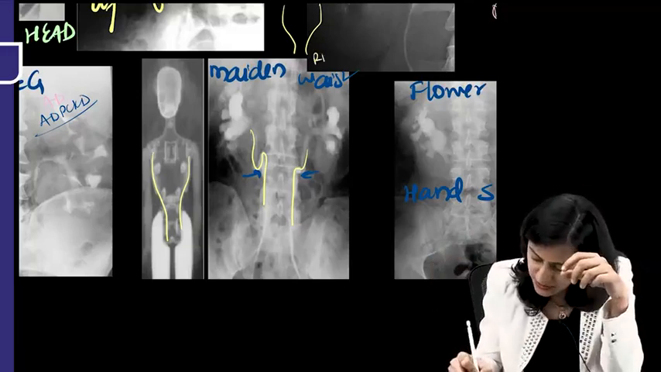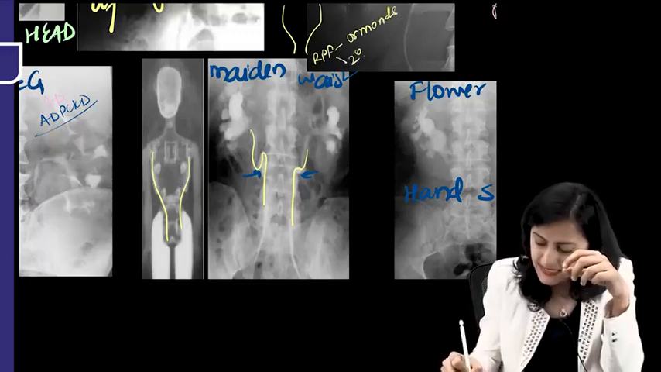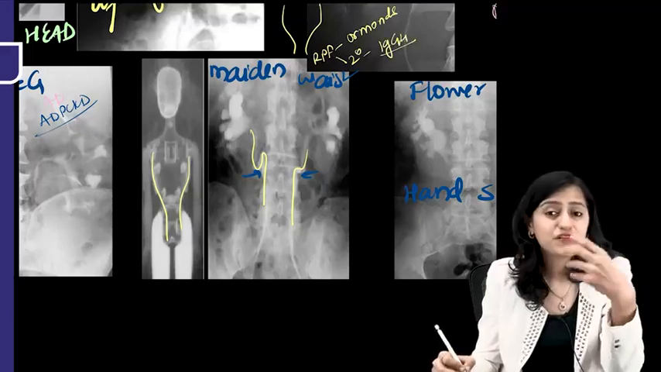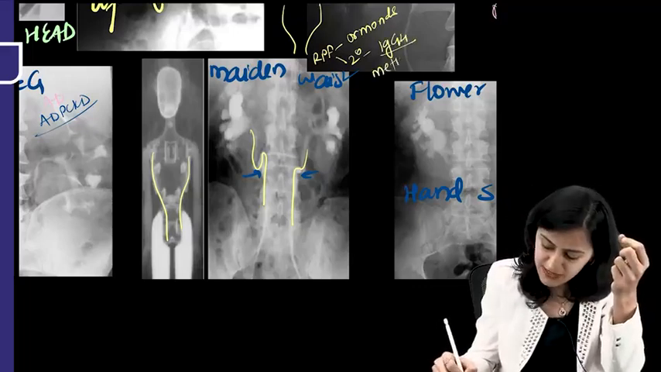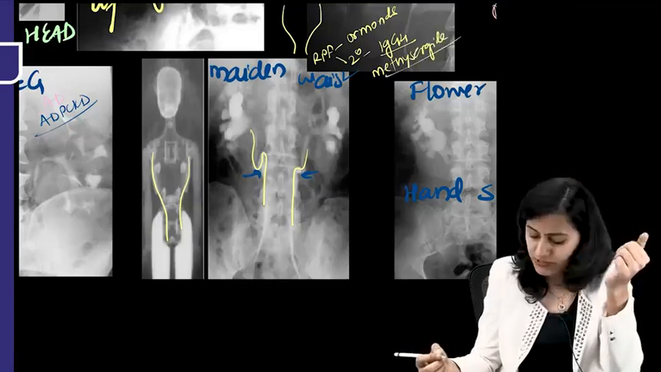So this is seen in retroperitoneal fibrosis. The primary one is called Ormond's disease. It can be secondary also, like in IgG4 disease, or drug-caused retroperitoneal fibrosis. Methysergide is an important drug side effect to be remembered.